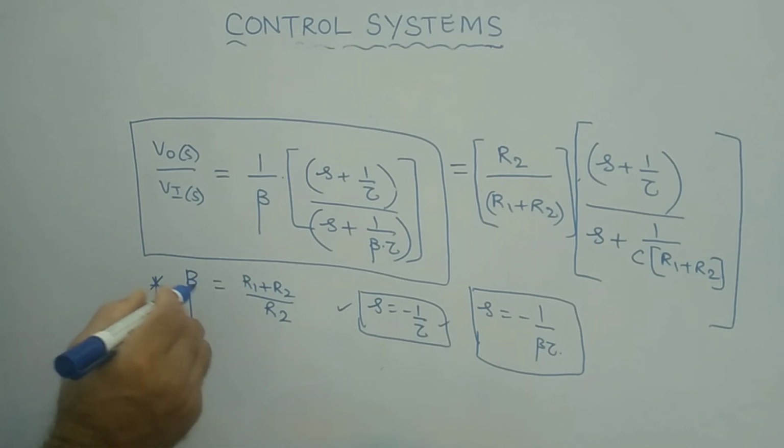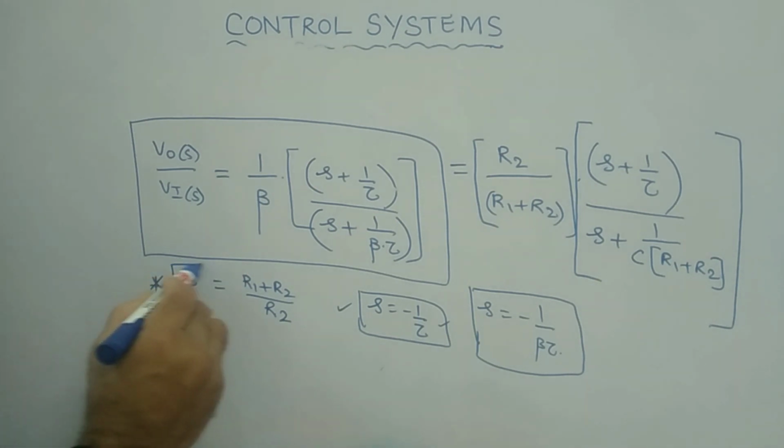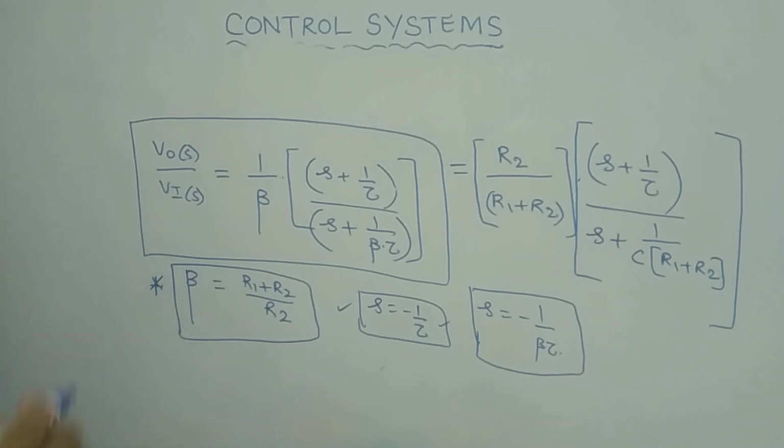So this is the beta, and let us finish off here, and we will continue with more details in our subsequent presentations. I think you understood how to find the transfer function and how the network looks. In the subsequent presentations we will see some more detail, and the lead lag compensator also we will see in the next presentation.